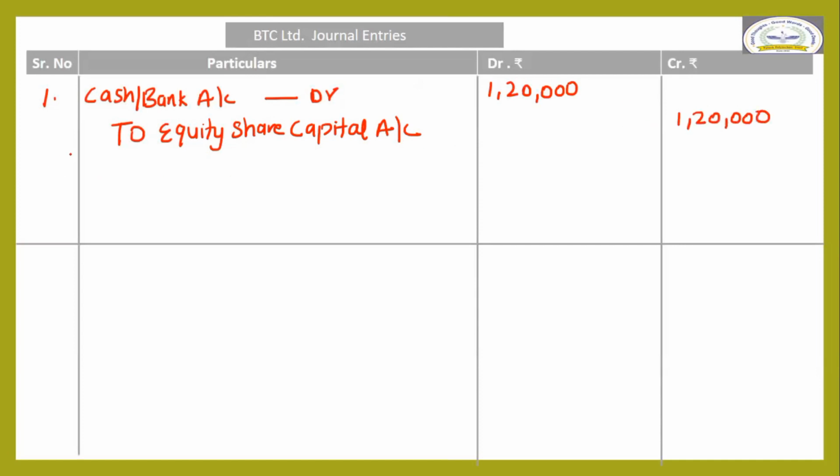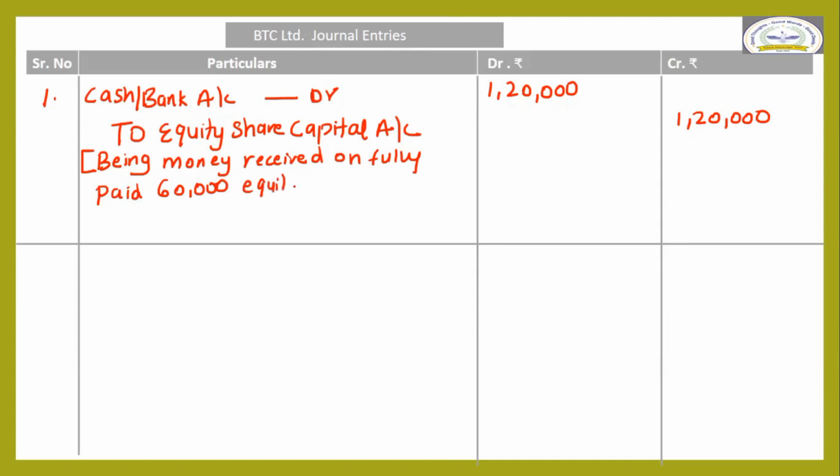And we have to write the narration also. Here we write the narration: being money received on fully paid 60,000 equity shares at rupees 2 per share. I hope, students, you have understood this entry.